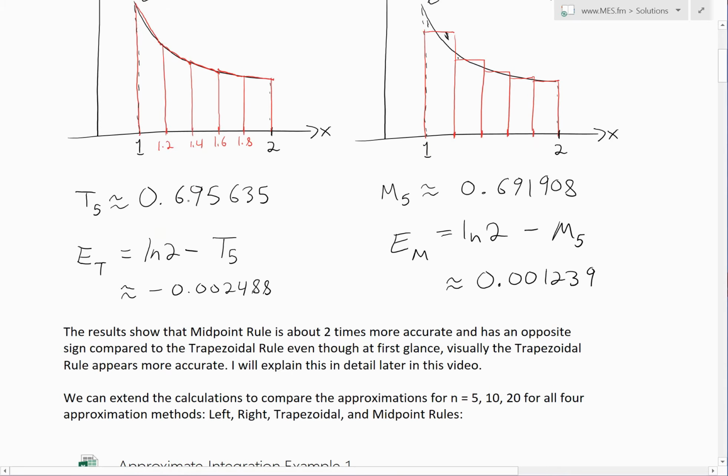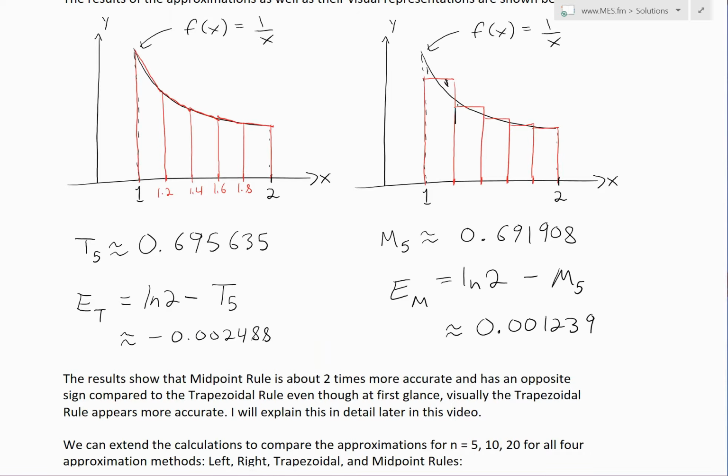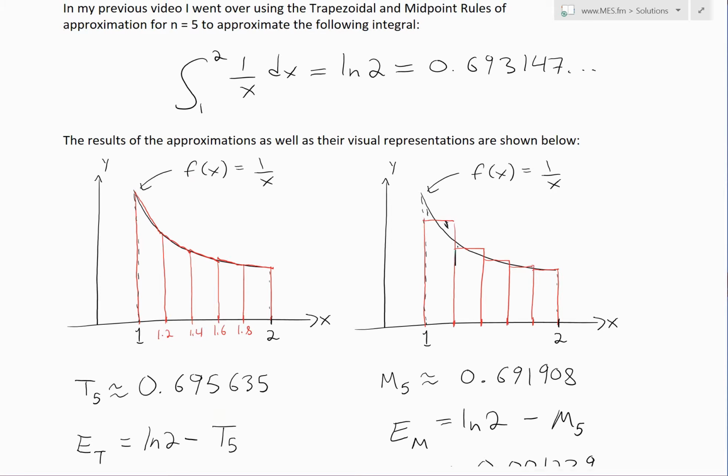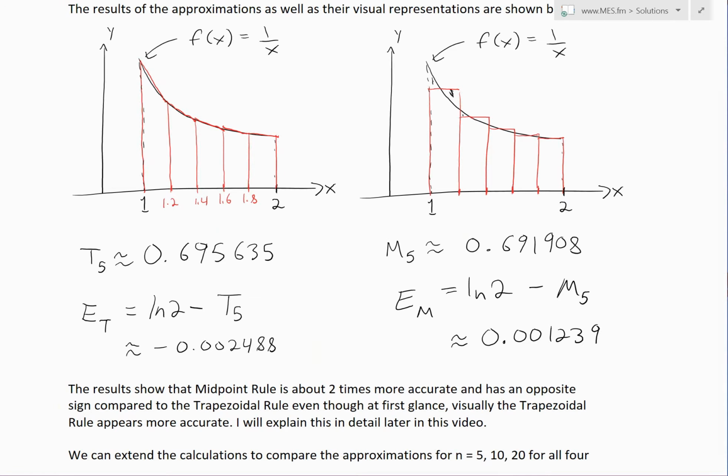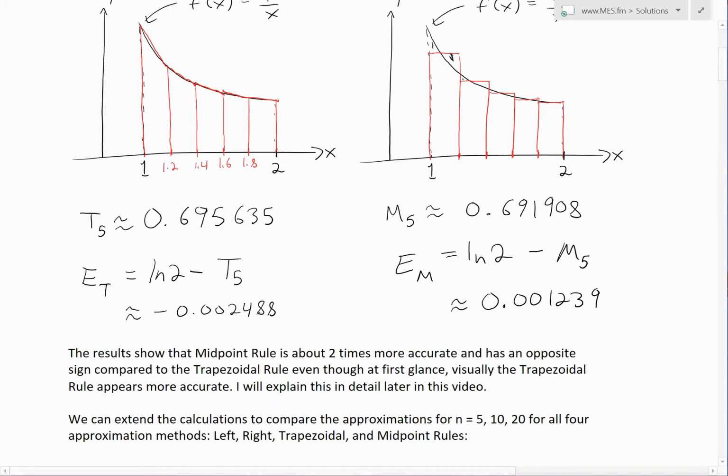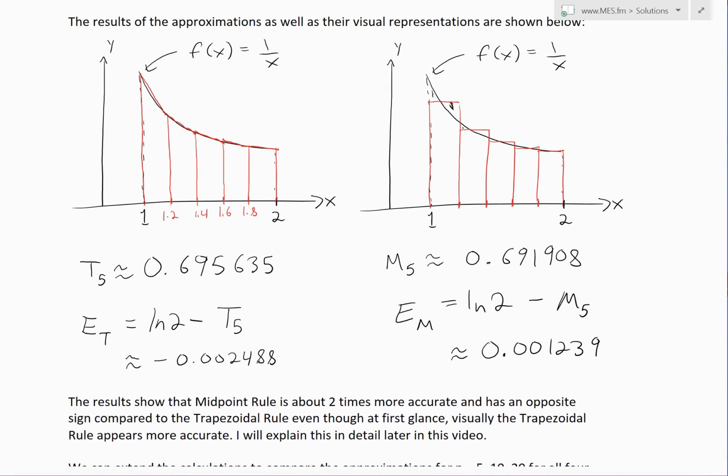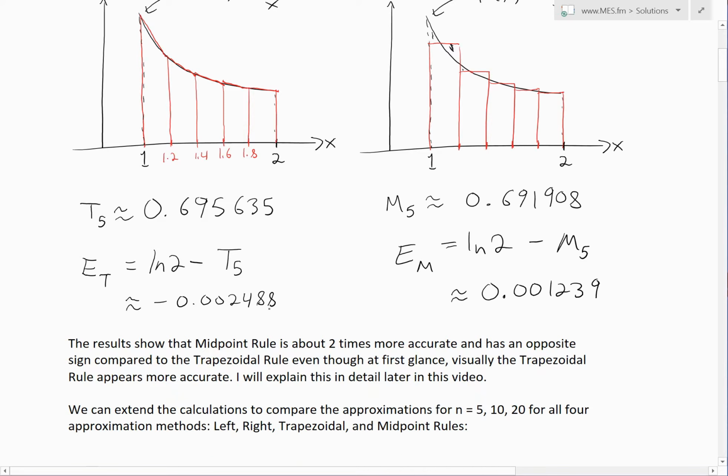Basically, to recap, the approximation we got from T5, the trapezoidal rule, was 0.695635, which is bigger than 0.693147, and the corresponding error, when you subtract ln 2 minus the approximation, we get about negative 0.002488. And on the right side, the approximation using the midpoint rule was 0.691908. And then the corresponding error, ln 2 minus this, that's just the difference, which is the error, 0.001239, which is about half of this in terms of the absolute value.